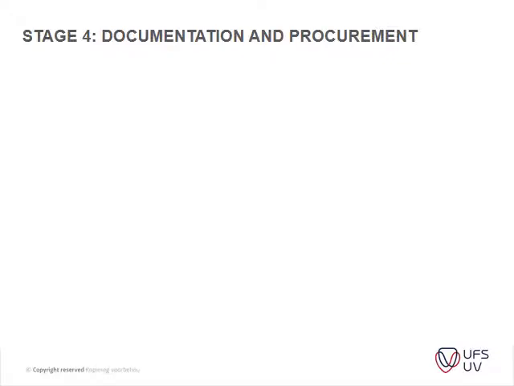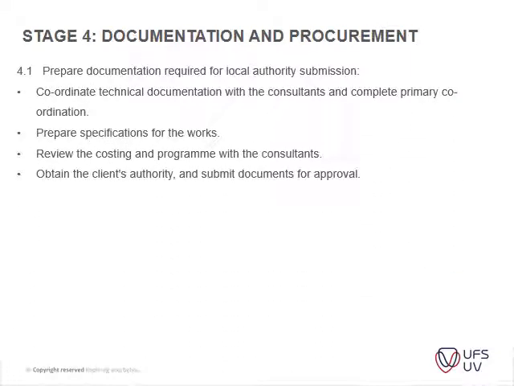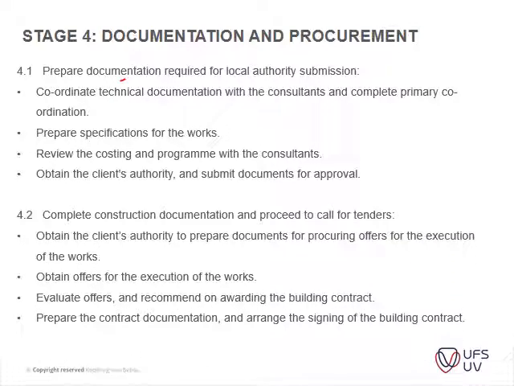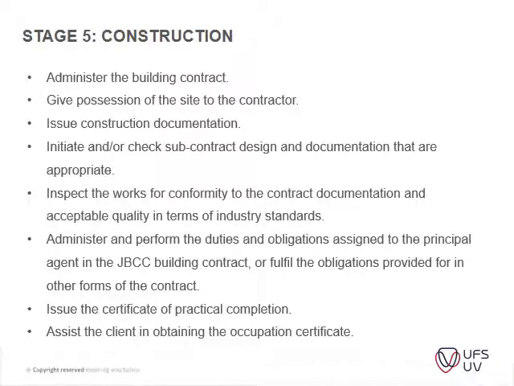And then you've got your documentation procurement. This is where you prepare your documentation required for local authorities for submission. And then you start developing your construction drawings for your contractor, and then the tender is called. And then stage 5 is where you've got your contract, you've got information that's detailed drawings, for instance, of how a flashing should be fitted to the rafters, etc. How should the skirting be fixed to the walls? That type of finishing is then conveyed to the contractor.